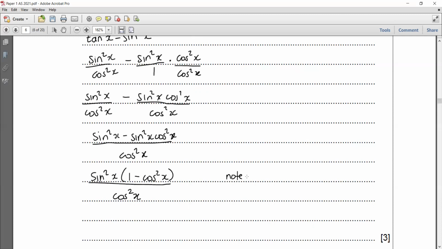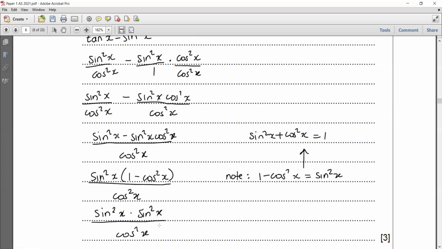So here you need to take note that 1 minus cos squared x is equal to sine squared x. And this comes from our most basic identity, which is that sine squared x plus cos squared x is equal to 1. Then you take the cos squared x to the other side, you end up with this one. So 1 minus cos squared x, I'm going to replace it with sine squared x. So I have sine squared x multiplied by sine squared x, and then this is divided by cos squared x.